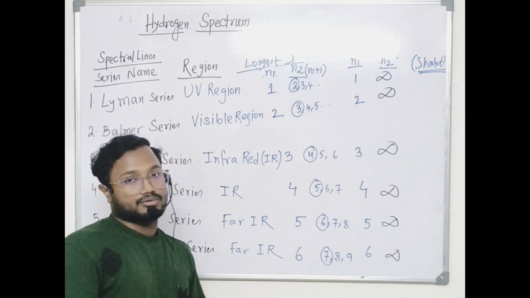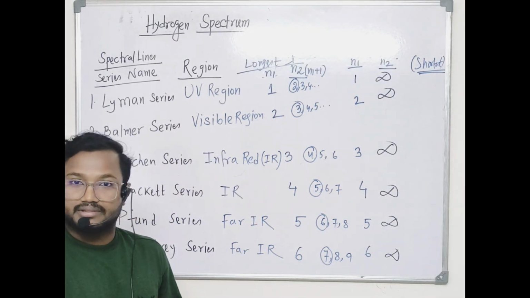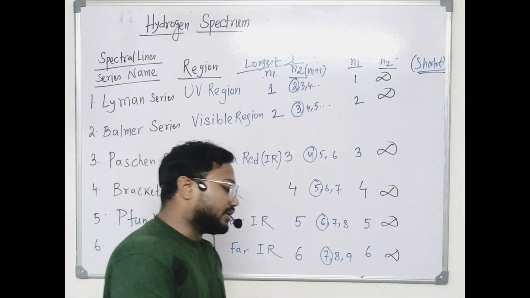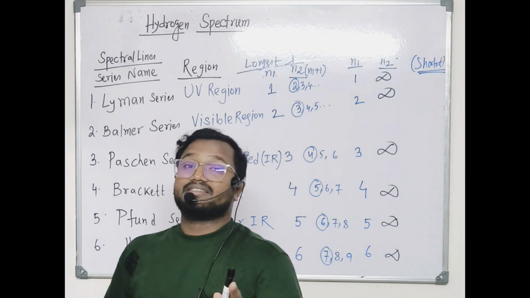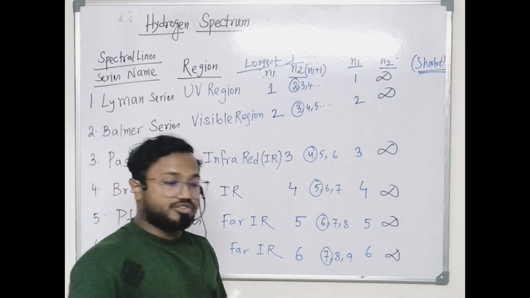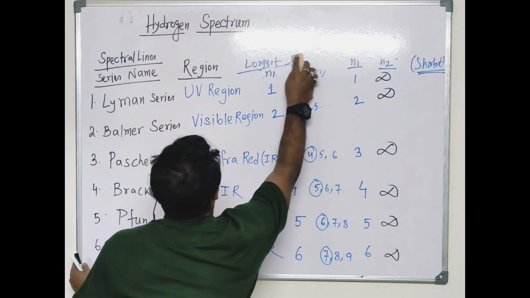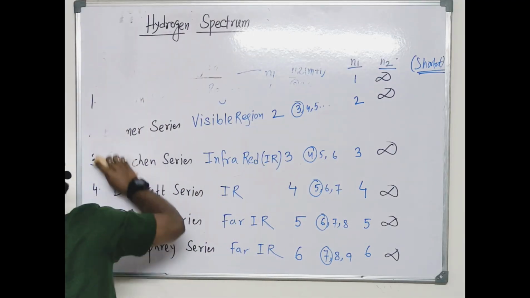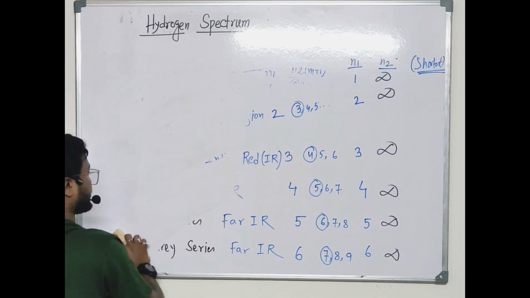But why is it so? Why is this the longest wavelength? Why is this the shortest wavelength? Let us understand. Actually, the idea of this was explained by a scientist named Rydberg. Now I'm explaining the Rydberg formula for spectral lines. What is the Rydberg formula? We need to check.